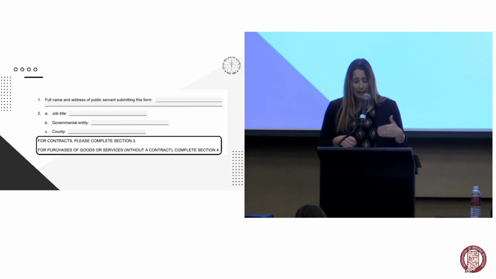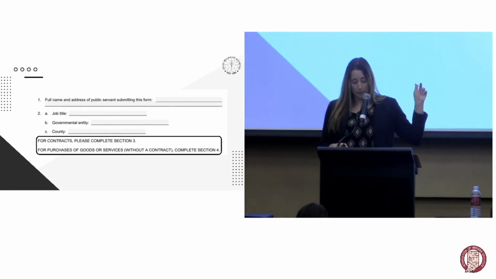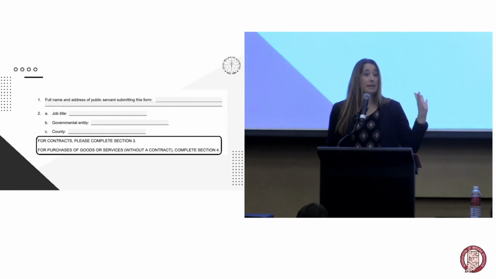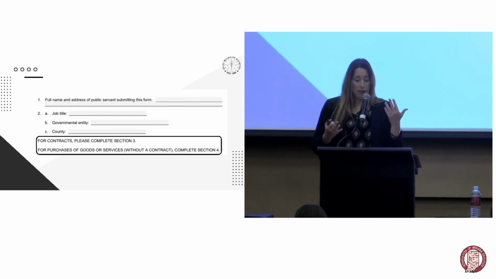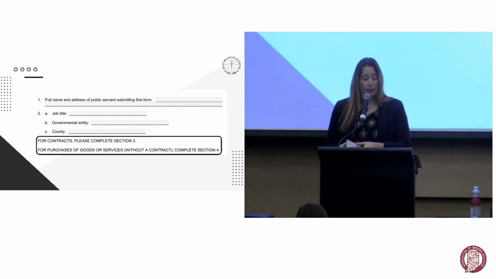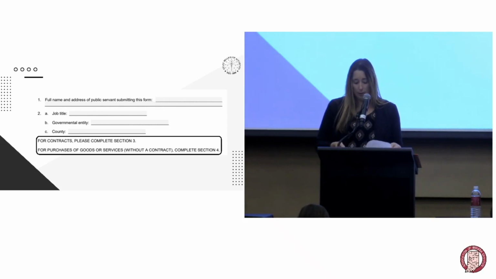And so we added an additional section. In this part, and we'll get to it in a minute, we tried to put directions so that it would be easy to see that if you have a conflict of interest that is from entering into a contract, you're going to complete section 3. Okay. But if you have a conflict of interest that's around the purchase of goods or services without a contract, then you're going to go to section 4. Don't have to fill out both, just which one are you doing? Okay. We thought that made it a little bit more clear, and we'll go through each one of those sections in a minute.